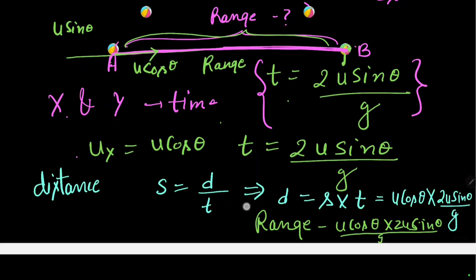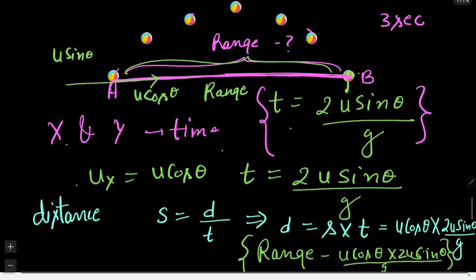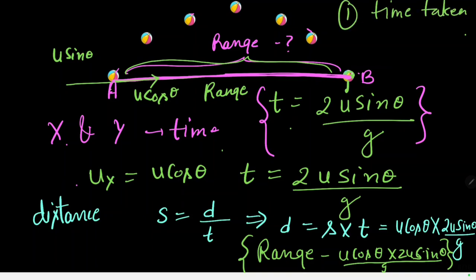Again, don't be obsessed with the formula. The concept is this. If they want you to find out the range in the x-axis, you will find out the total time taken using the information of the y-axis. If the y information is given, find the time taken and use the same time for the x-axis, because time is the only thing which is common between x and y.